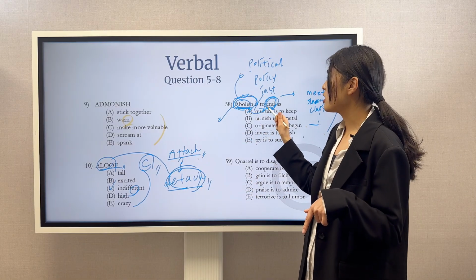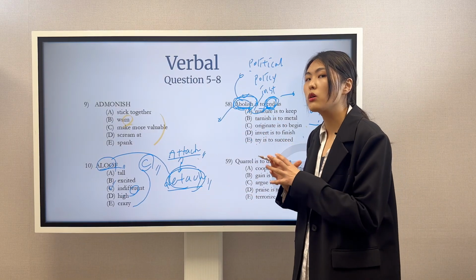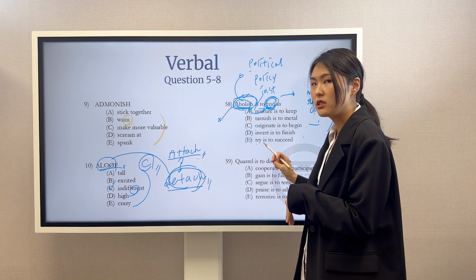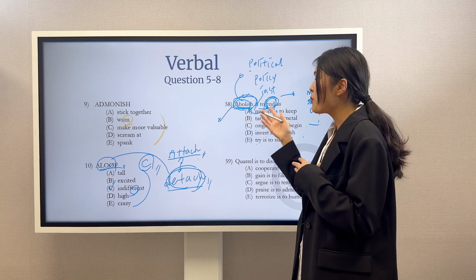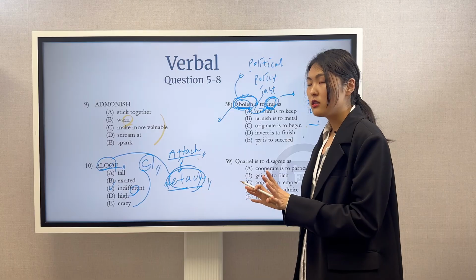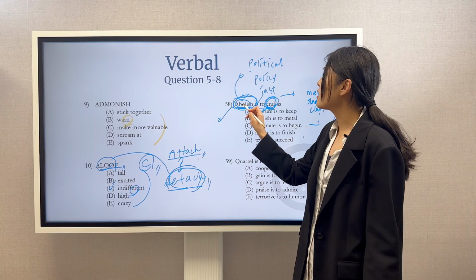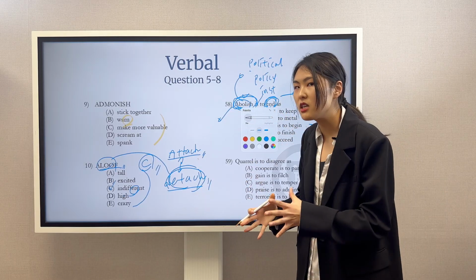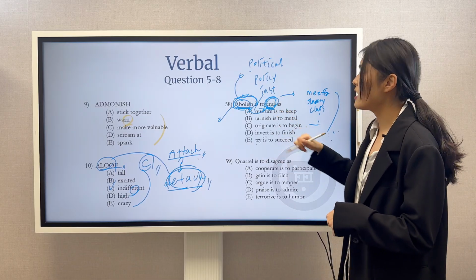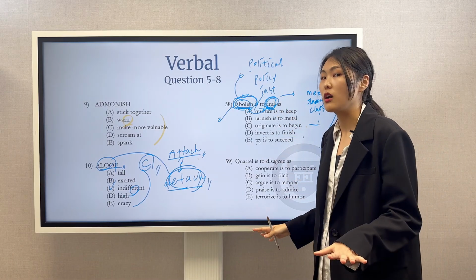But they share the core meaning. What's the core meaning of both words? They both stop something, right? They both stop something, but abolish does that in a particular context, while end does that in a general context.